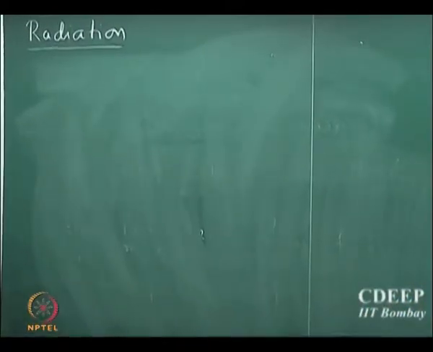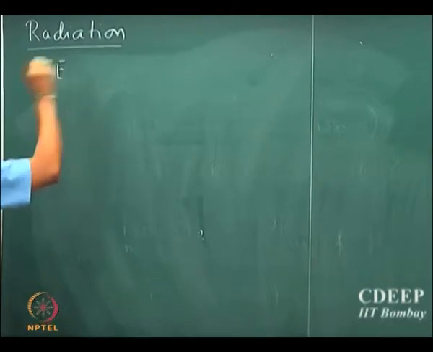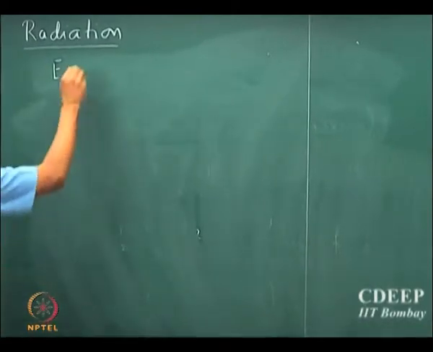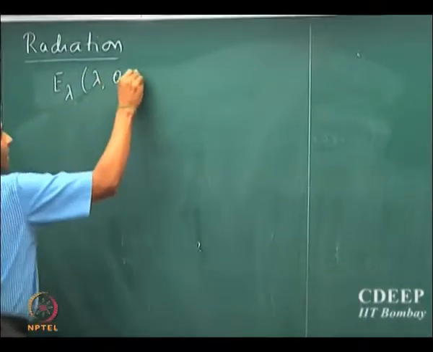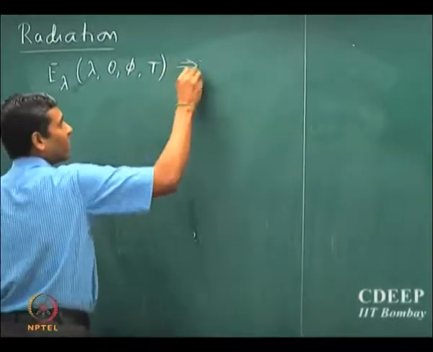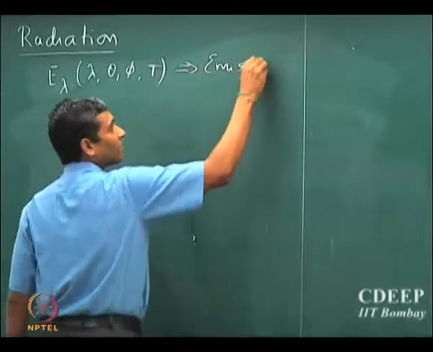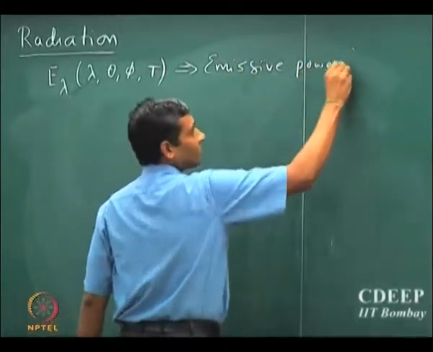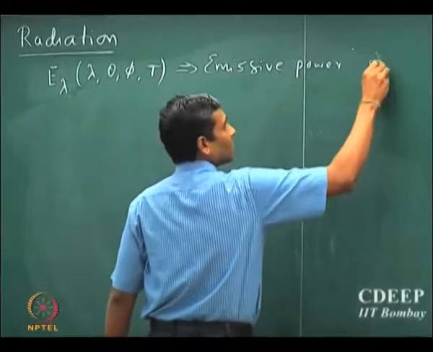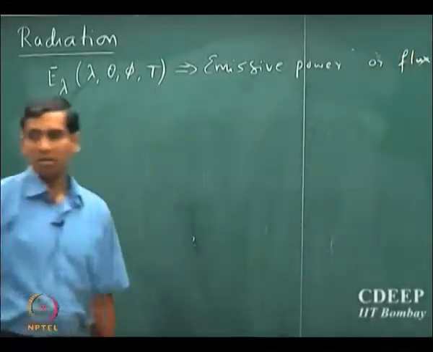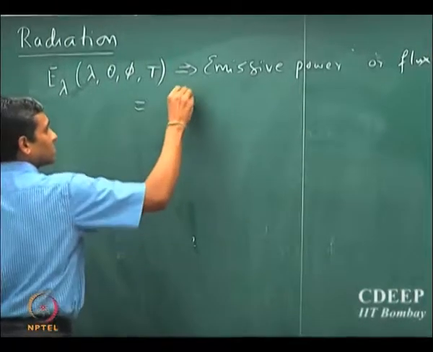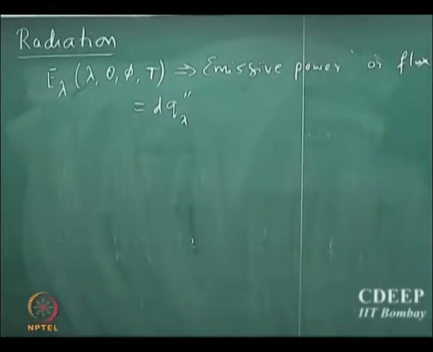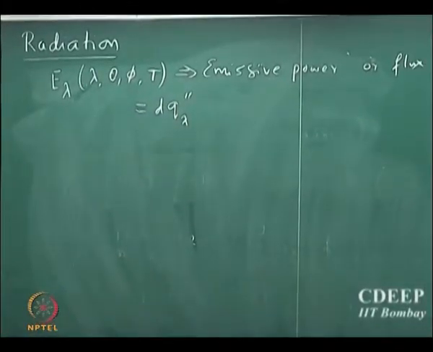Alright, so the general symbol that I will use, which is consistent with your text, is for emission I will use the symbol E, okay. That is a function of theta, phi and temperature. So, this is the emissive power or flux, you could call either of them. And that is nothing but dq lambda double prime, okay. So, that is the definition of emissive power.